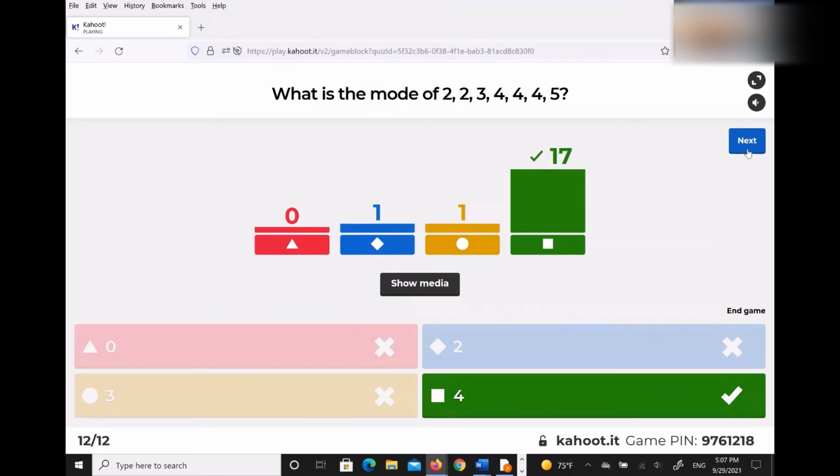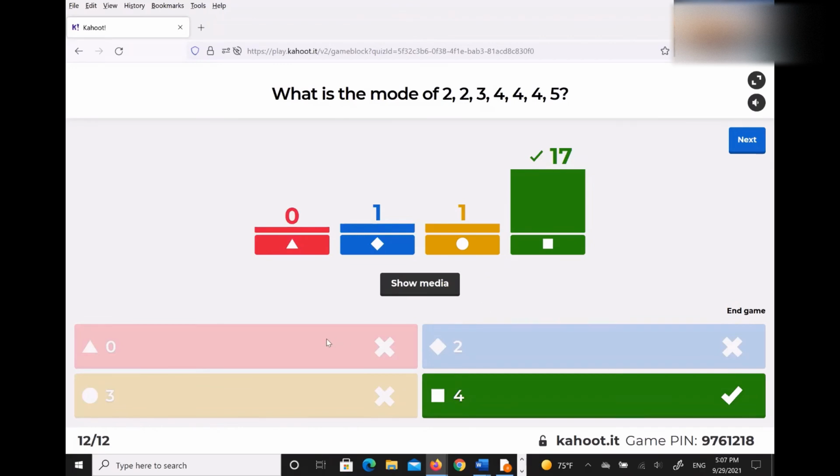Right, so the answer is 4, right? I know that some of you might think that the 2 is also the mode, but no, look at the 4. The 4 appears the most, right? Whatever number appears the most, then that is the mode. The 2 appears twice, but the 4 appears 3 times, so it appears the most. So the 4 is the mode. Okay.